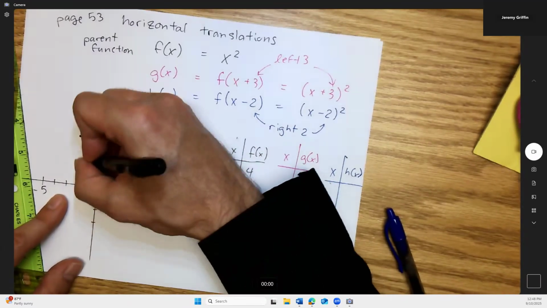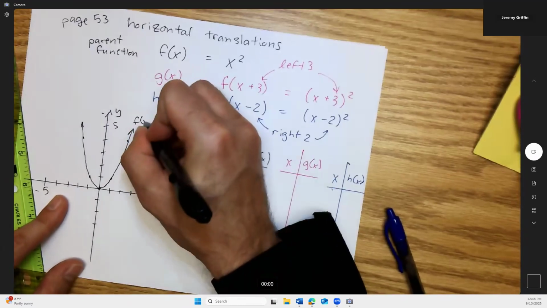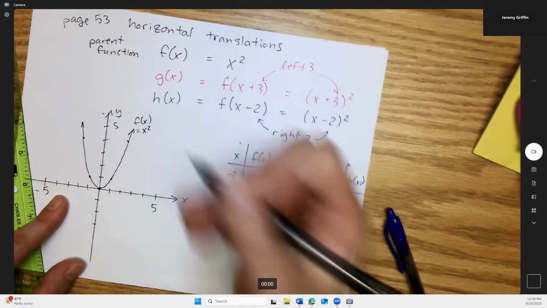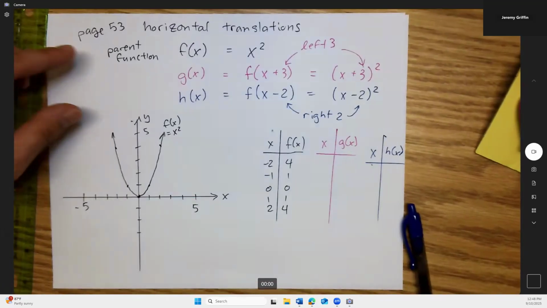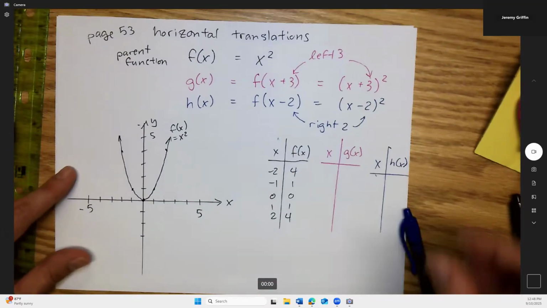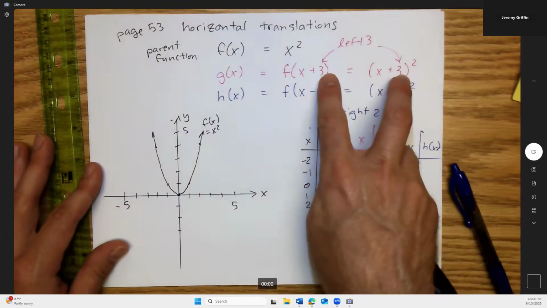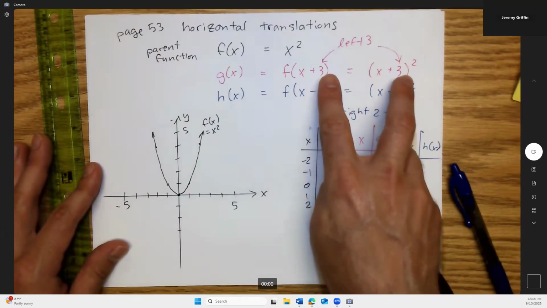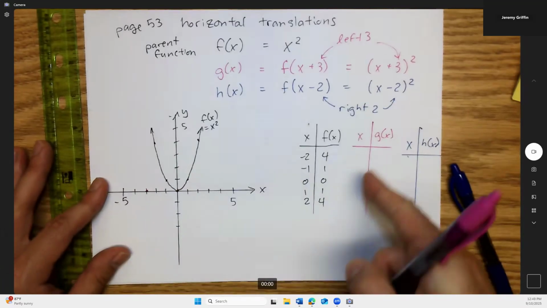So here's the parent function. This is that very basic parabola, f of x equals x squared. That's the parent function in black. Now let's take that, and according to this translation rule, this plus 3 should mean go to the left 3. I'll assume that's true, and I'll go back and test it later by plugging in some points.